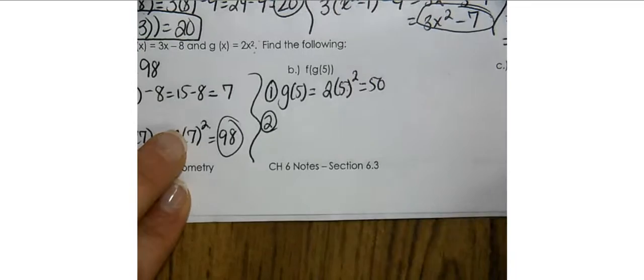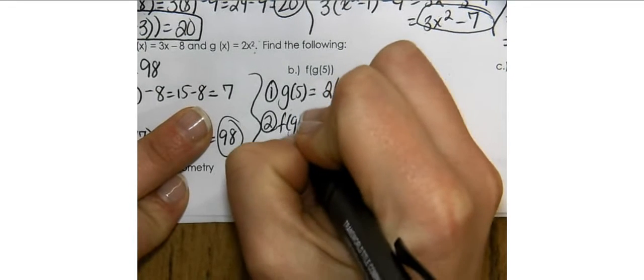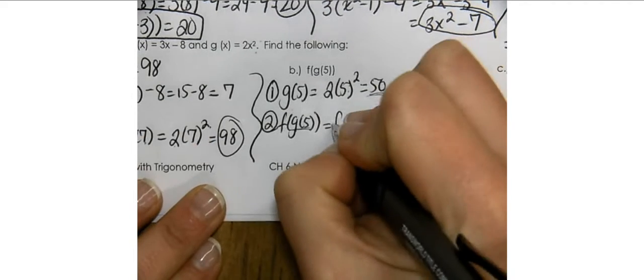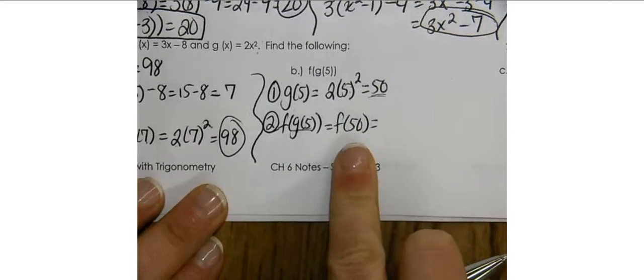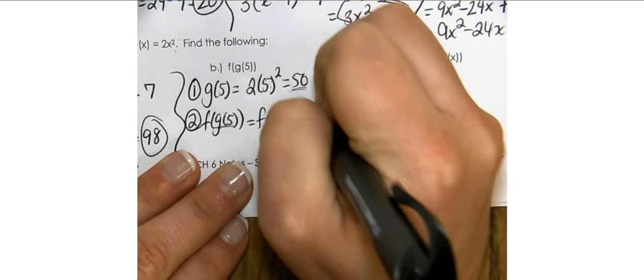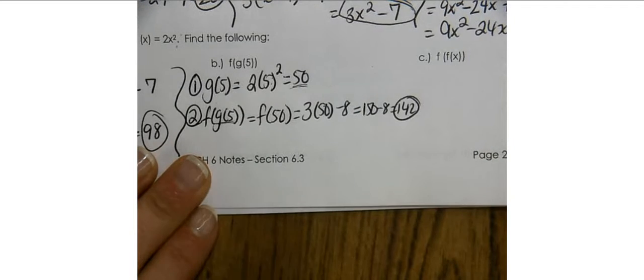The second thing I'm going to do is identify what f of g of 5 is. Since g of 5 produced the number 50, I'm going to write f of 50 and substitute 50 into the f function, which is 3x minus 8. So I'm going to do 3 times 50 minus 8. So that's going to be equal to 150 minus 8. And that is equal to 142. So 142 is my answer. So I would say that f of g of 5 is equal to 142.